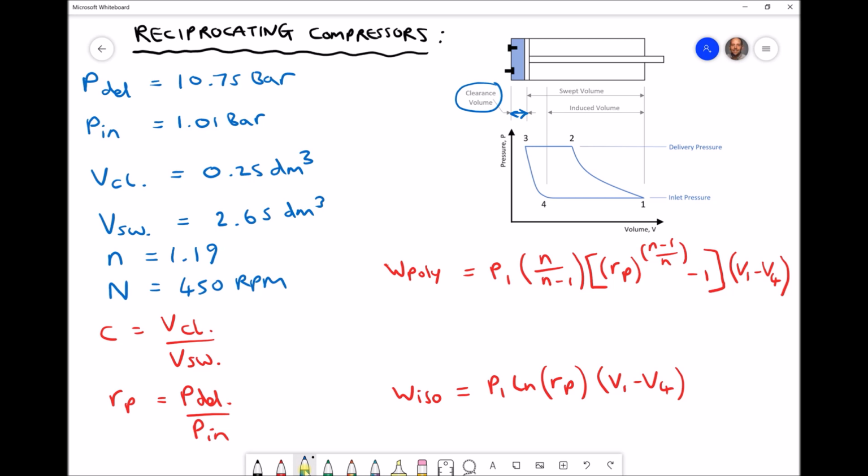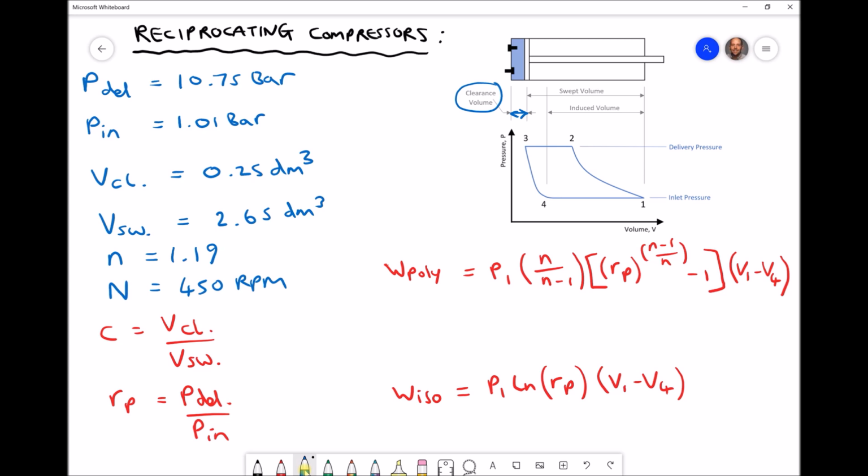So our n value there of 1.19 is the polytropic index for both our compression and our expansion. We're accepting that the temperature of the air does change when we compress and expand that air. So essentially it means we require more work to compress our air than if it was an isothermal process. We need to compensate for those temperature changes. I've also specified capital N, which is the rotational speed of the motor that's driving our compressor. So every minute our compressor is doing 450 cycles. So our piston head goes in and out 450 times every minute.